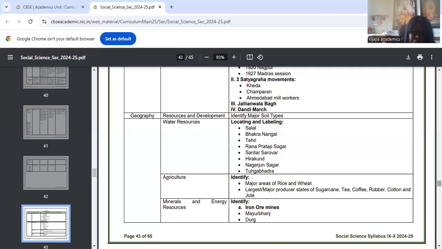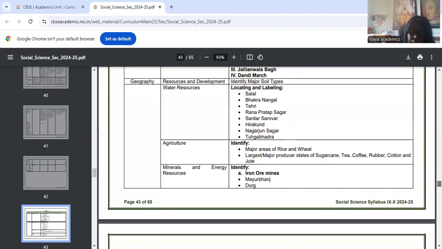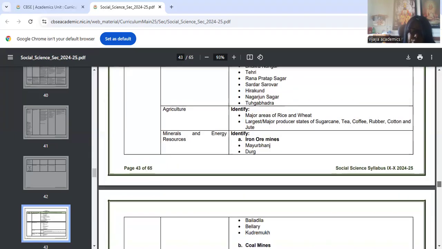Now, let us see geography, resources and development. Here, water resources, locating and labeling: Salal, Bhakra Nangal, Tehri, Rana Pratap Sagar, Sardar Sarovar, Hirakud, Nagarjuna Sagar, Tungabhadra. Only these map pointers they are going to practice. This is very easy for the students because if they practice, they are going to score 5 on 5 for the map work.